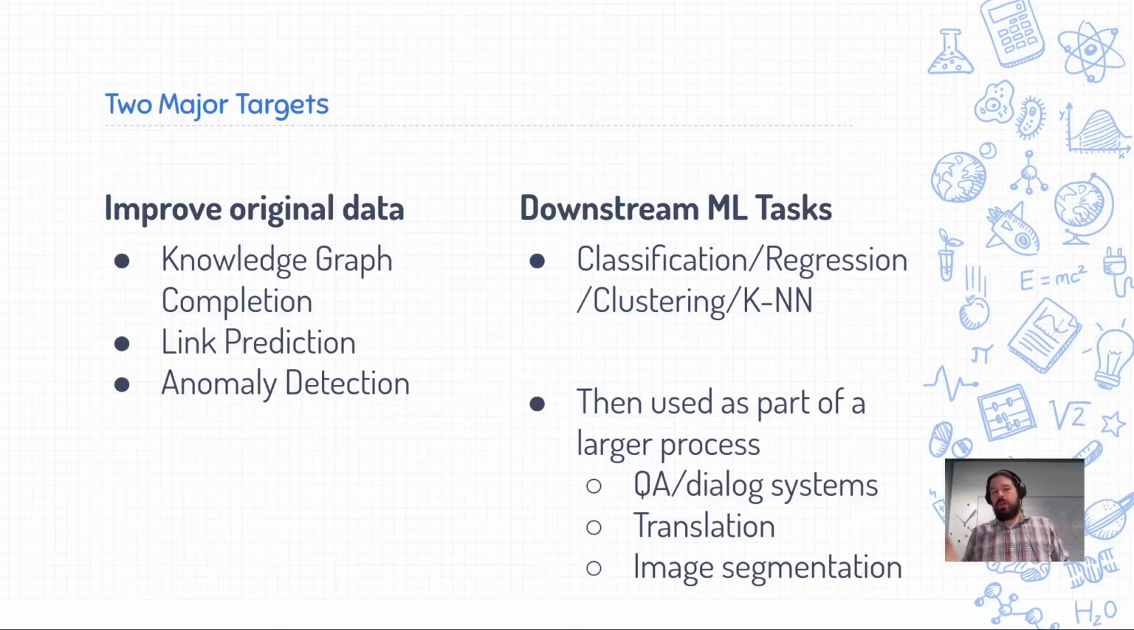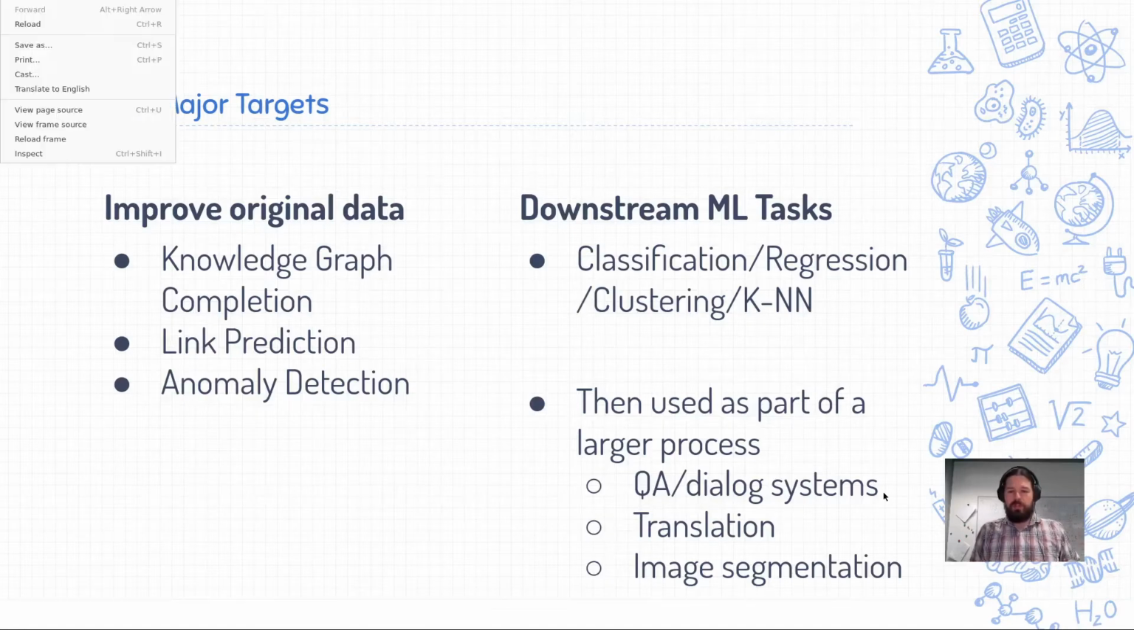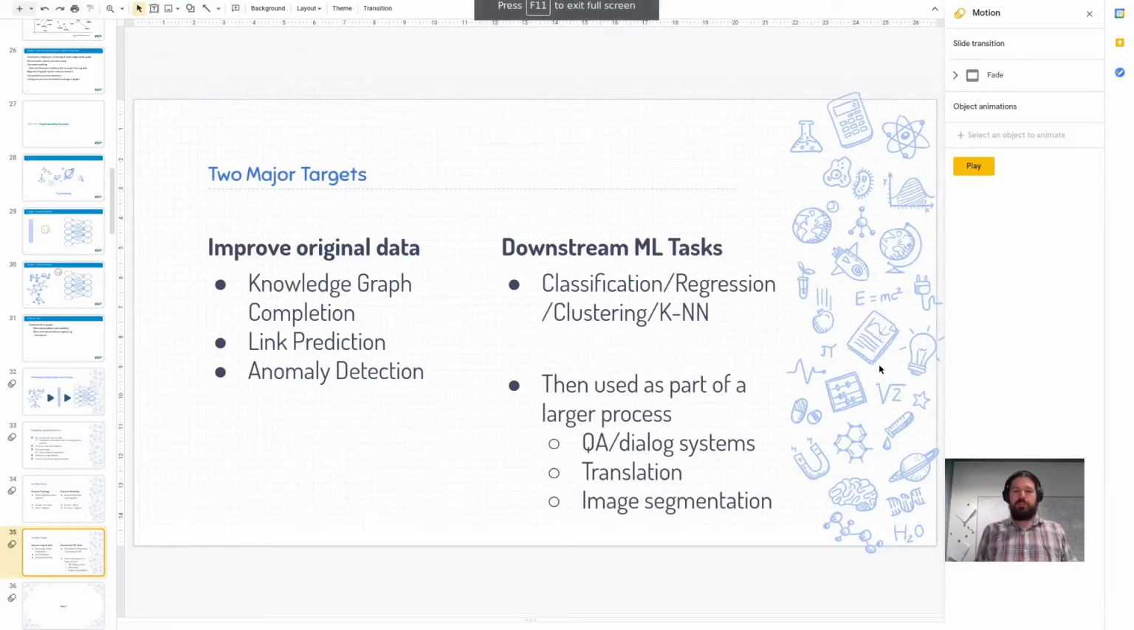Another set of targets is what's called downstream machine learning tasks. What that really means is that while in the first set of tasks you would be improving your original data, you just make embeddings and then put something back. In the second case, you're going to have a task which has nothing to do with the graph itself.